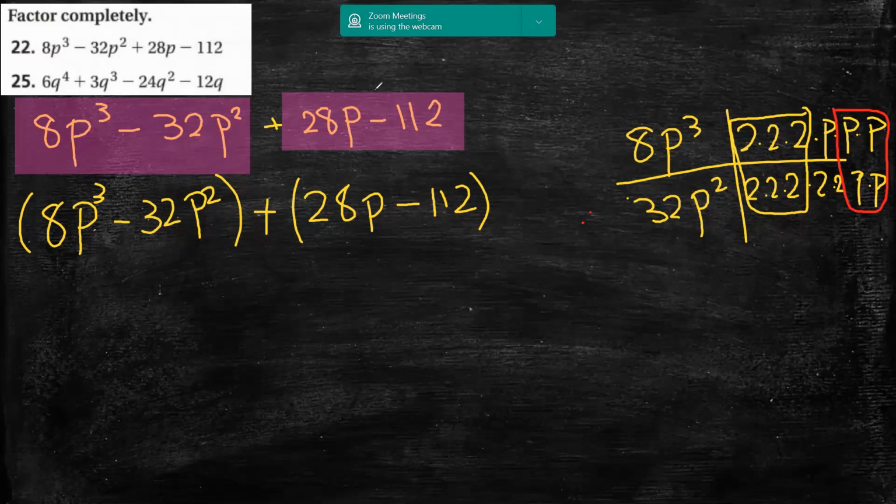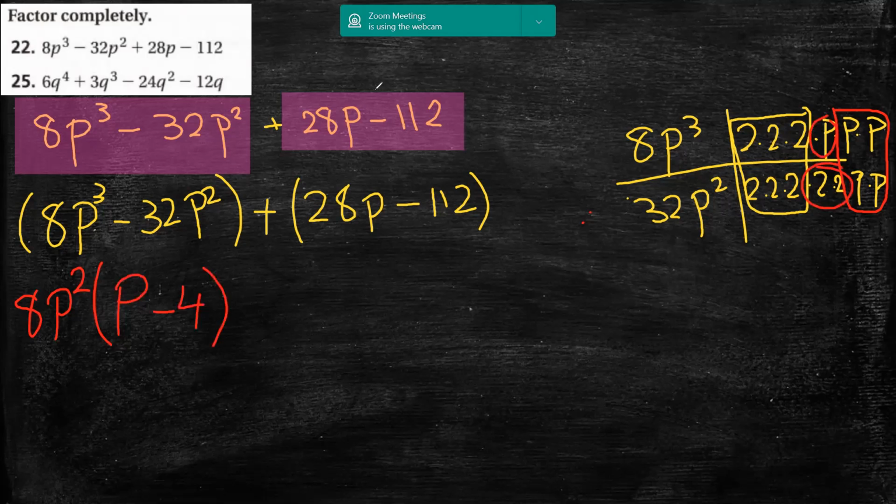And 2 p's. So the common factor here will be 8p squared. Since now I factorized 8p squared, what will remain? Look at the first one here, we have only p, and the second one here, we have 4. So we put them as 8p squared times p minus 4.